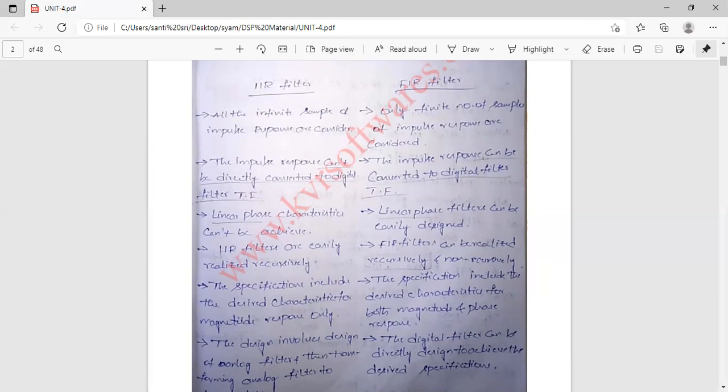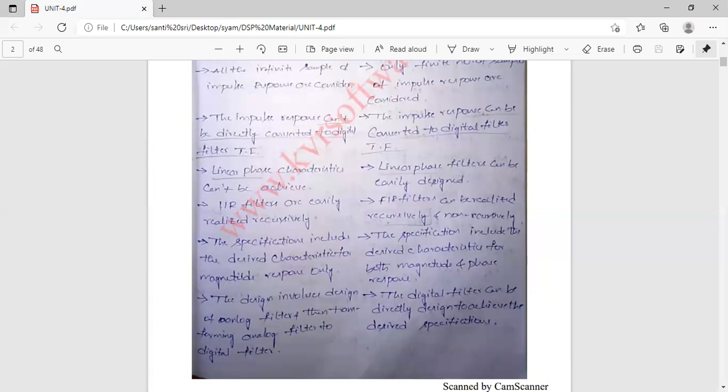So here in IIR filters, the design involves the design of analog filters and then transforming analog filters to digital filters. Here in the FIR filters, the digital filter can be directly designed to achieve the desired specifications. It can be directly designed, whereas here in IIR filters, the design involves the design of analog filter and then transforming it into digital filters.